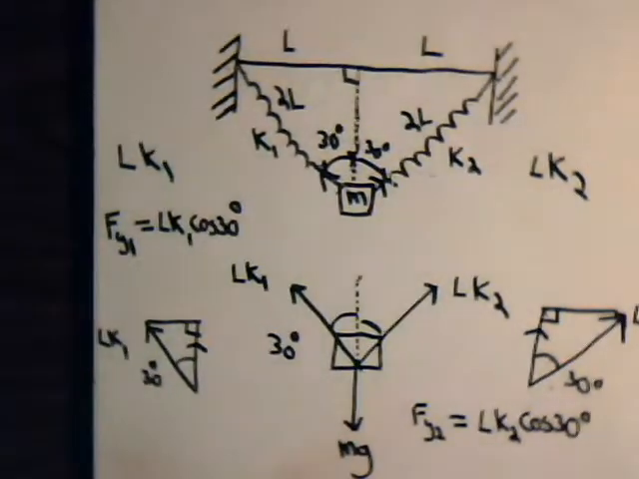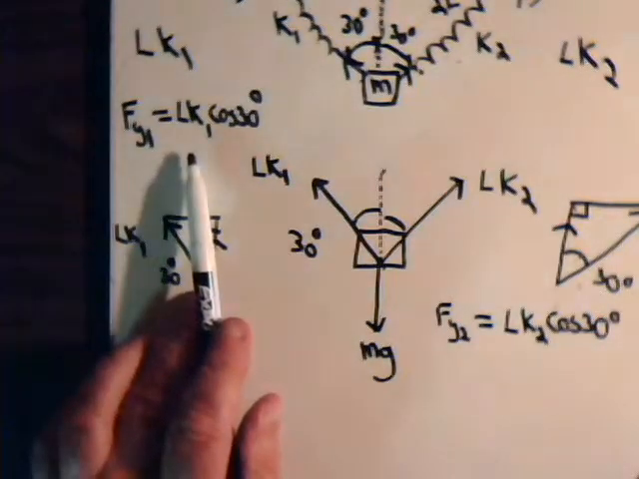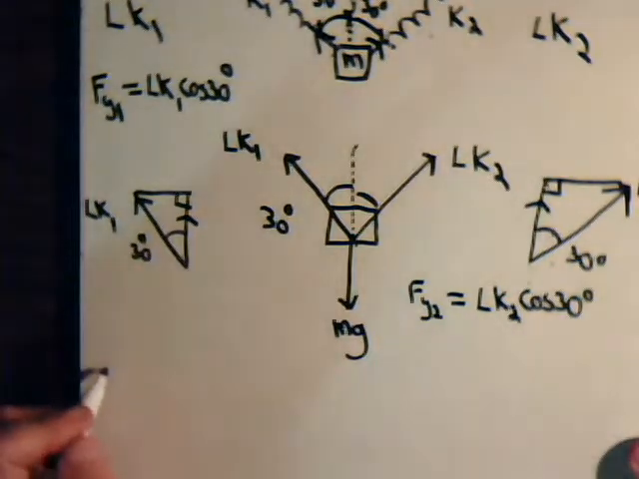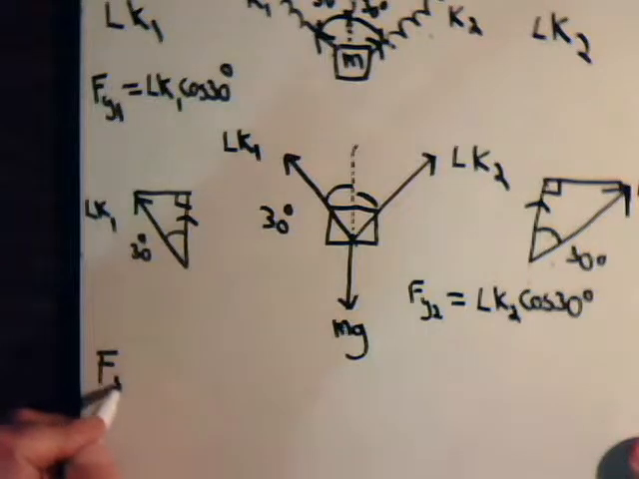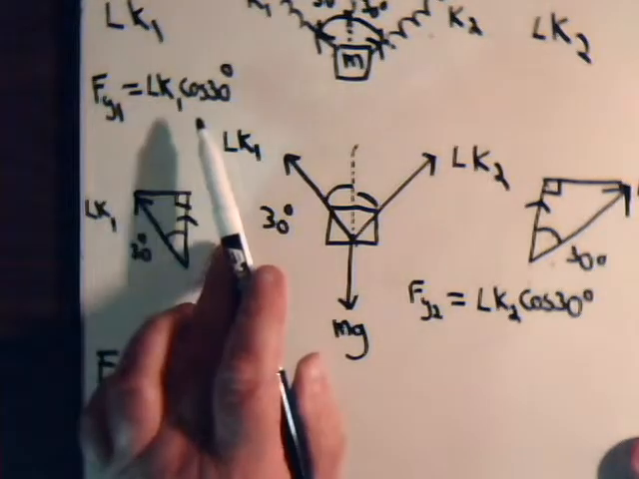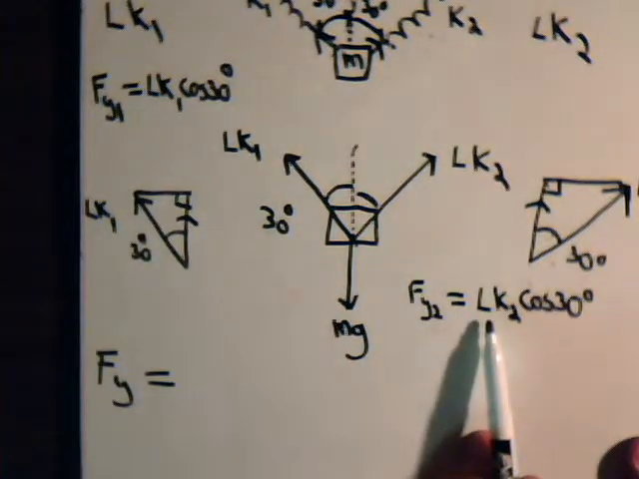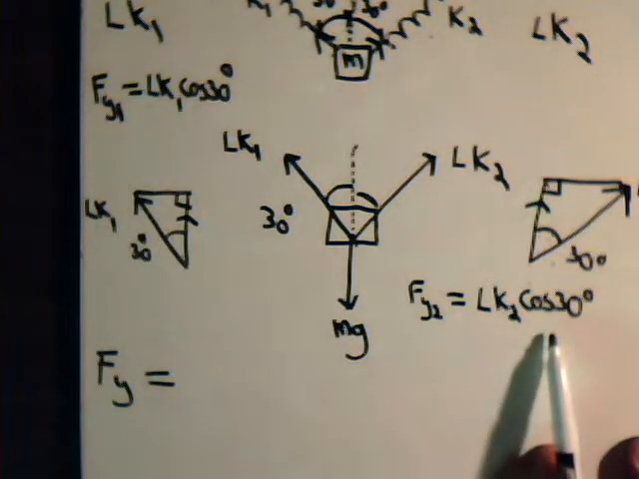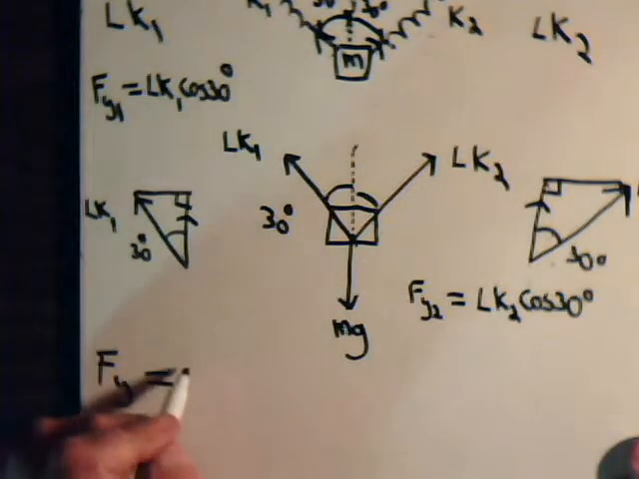So we have Fy1 is this, and Fy2 is this, so the total force in the y direction resulting from the springs would be this plus this. So we have LK1 plus LK2 times the cosine of 30 degrees.